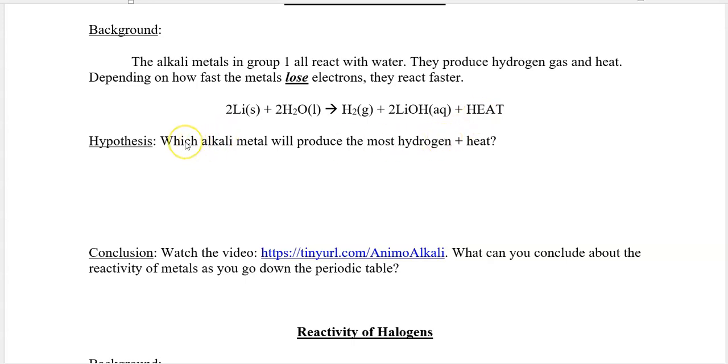So my question for you is, of the alkali metals, which do you think is going to produce the most hydrogen and heat, and how come? So go ahead on your own first, pause the video, and then pair up and discuss as a whole class before unpausing.